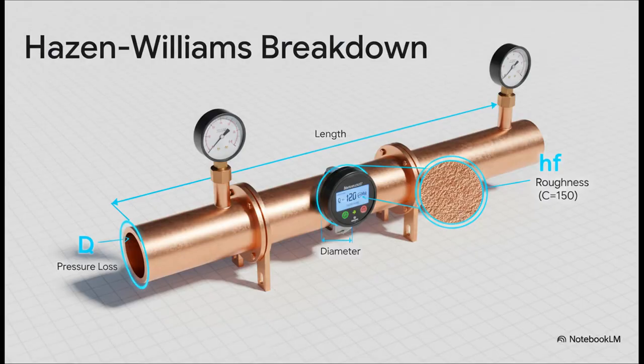Now, to talk about pressure, we've got to talk about the famous Hazen-Williams formula. I know it can look a little intimidating at first, but let's just break it down. HF, that's what we're solving for, the pressure you lose because of friction. L, that's just how long the pipe is. Simple. Q is the flow rate we just figured out. D is the pipe's diameter. And C is just a number that represents how rough the inside of the pipe is.